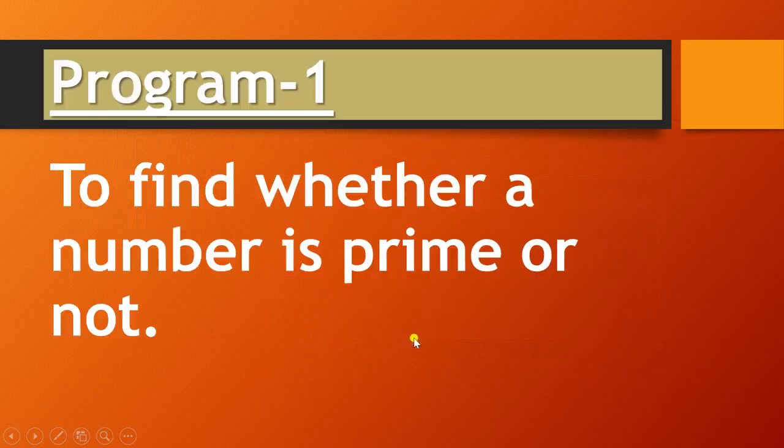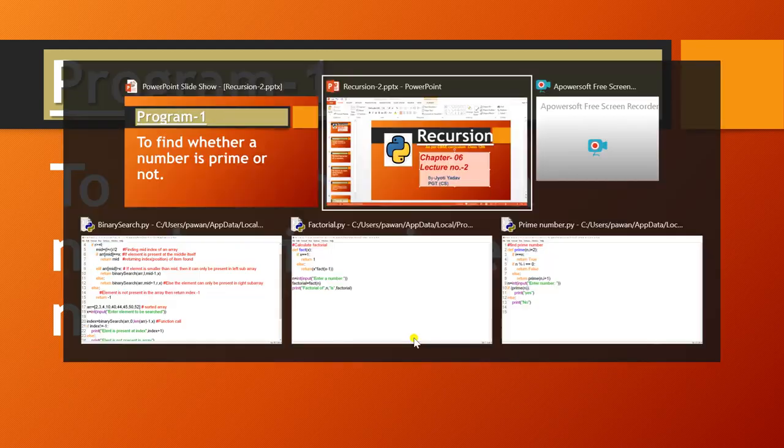So here is your first program, that is to find whether a number is prime or not. You did this program by using a for loop or while loop. Now in this class you will learn it by recursion. So here is the code.